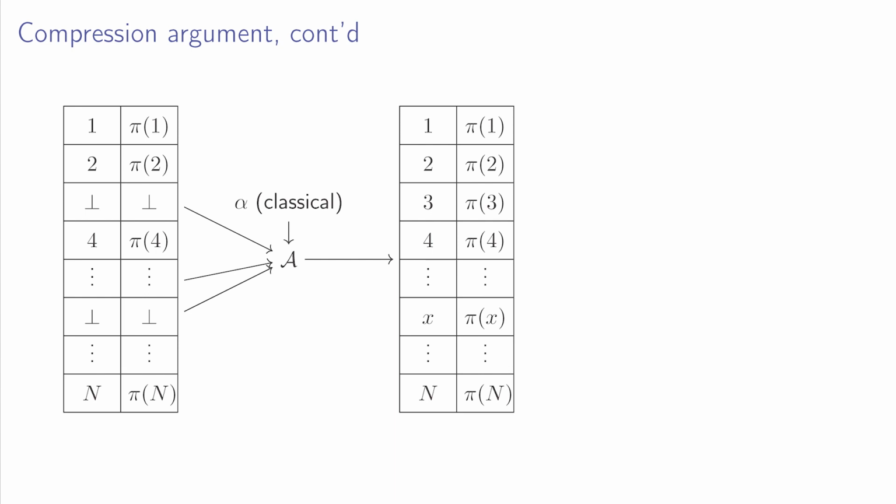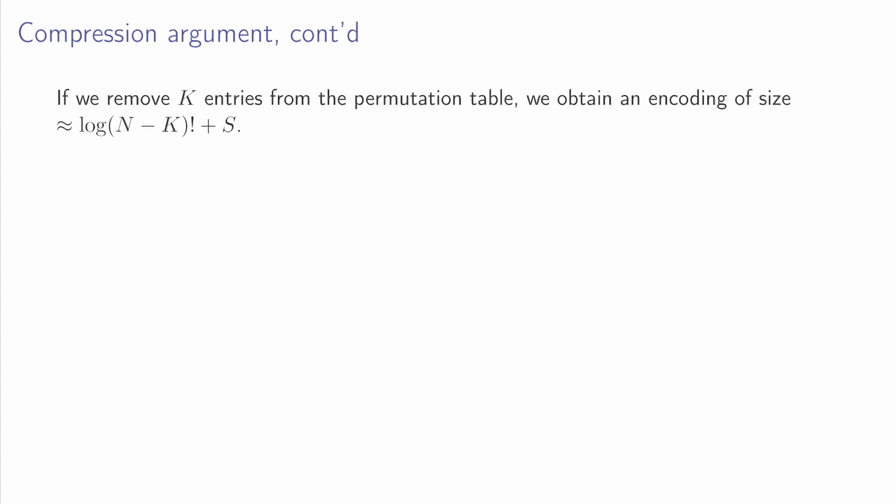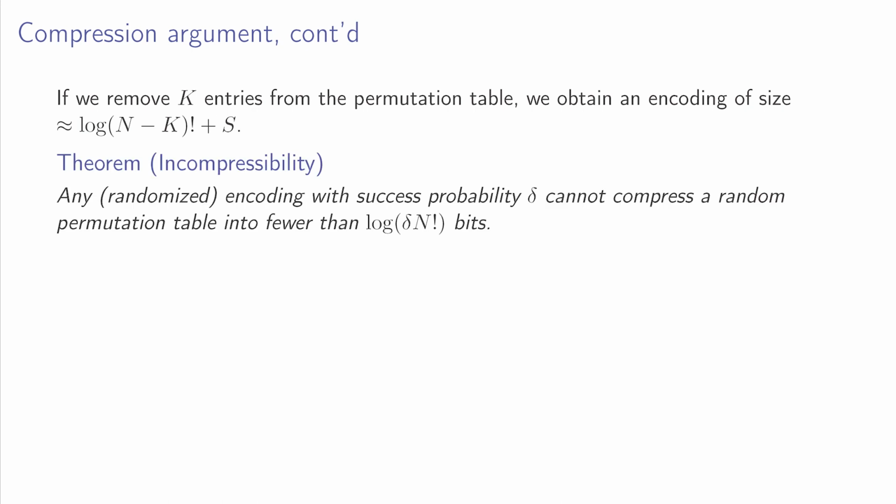Now we need to decide how many entries we need to remove. Let's say that we remove k entries, then we obtain an encoding of size, ignoring lower order terms, roughly log of (n minus k)! plus s. Using the incompressibility theorem that says that any randomized encoding with success probability delta cannot compress a random permutation table into fewer than log of delta times n factorial bits.